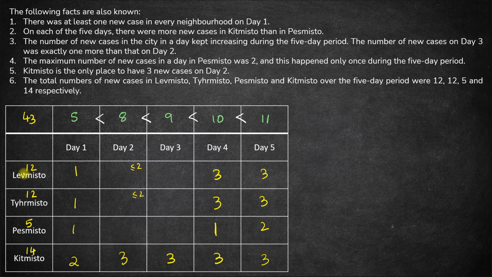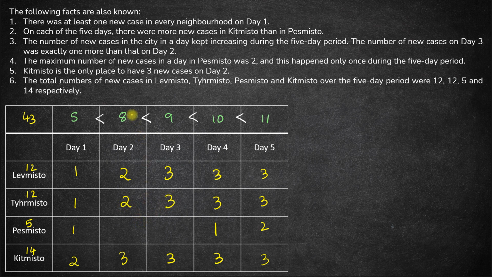Now next, if we look at L, the total for L has to be 12, and the numbers that we know so far is 1 plus 6, 7. So 12 minus 7 is 5. Now how can we get a sum of 5 with these 2 days? It can be either 2, 3 or 3, 2, right? But we already know that on day 2, K is the only place having 3 new cases. So no other place will have 3 new cases. So this number must be 2 and this must be 3. And the same logic applies for T as well. So this is 2, this is 3.